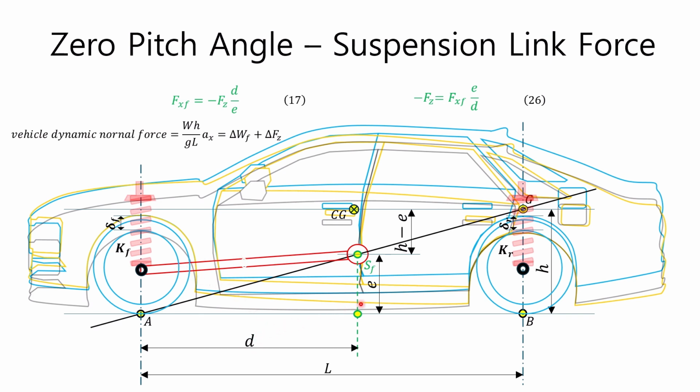As the absolute value of the force acting through the suspension links, which is minus Fz, increases, the force acting through the spring decreases, resulting in a greater reduction in front ride height. This effect lowers the ride height of the front axle suspension.